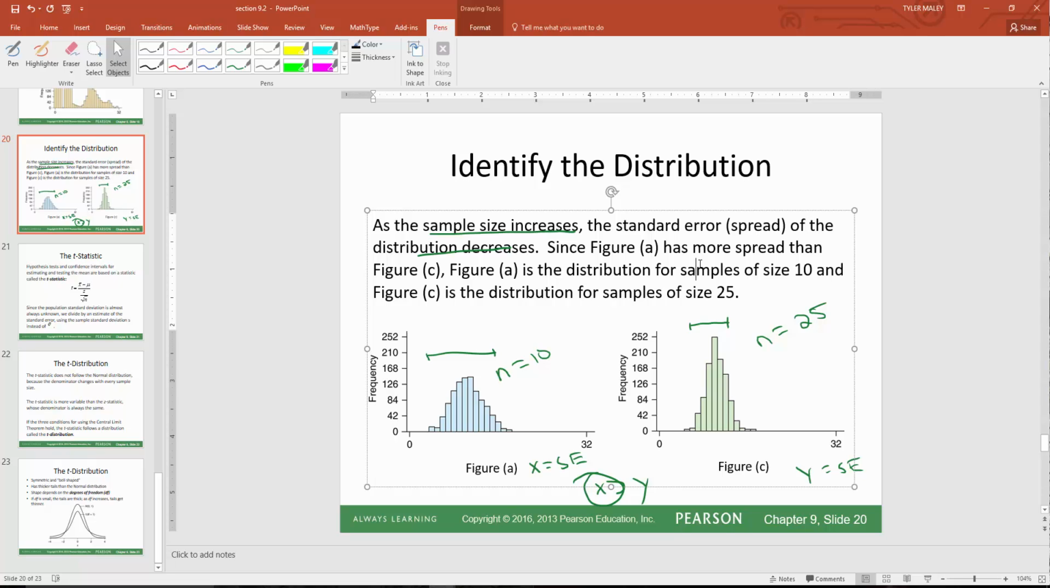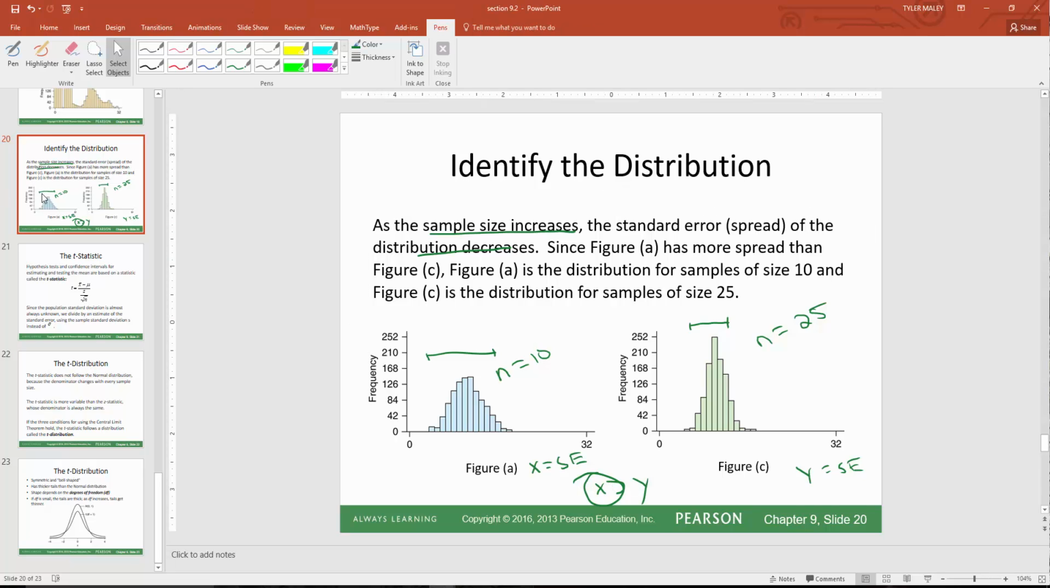So since figure A has more spread than figure C, then figure A is the distribution for sample size 10, and figure C is a distribution for a sample size of 25, right? All right, so we got that fixed. So sorry about that typo there.